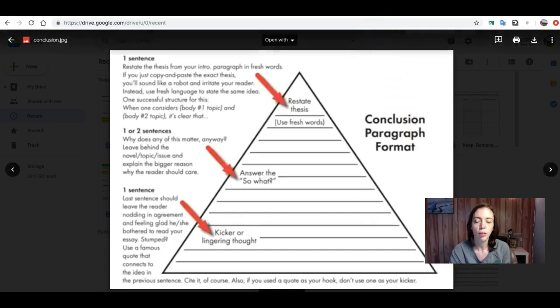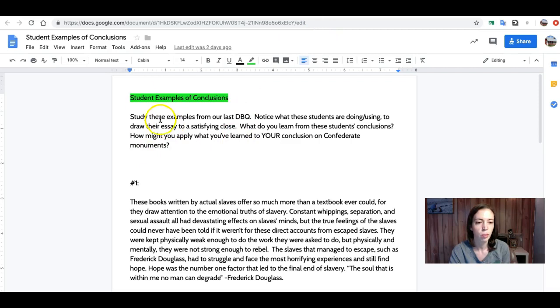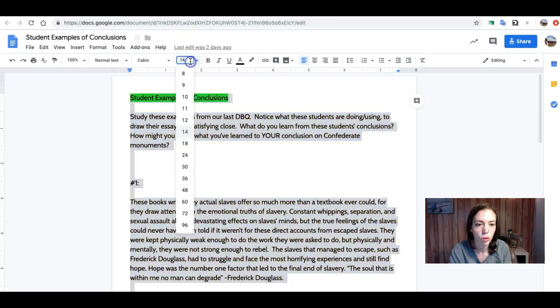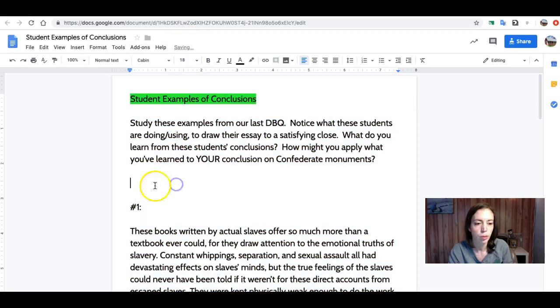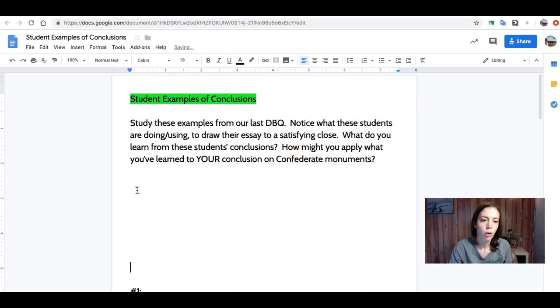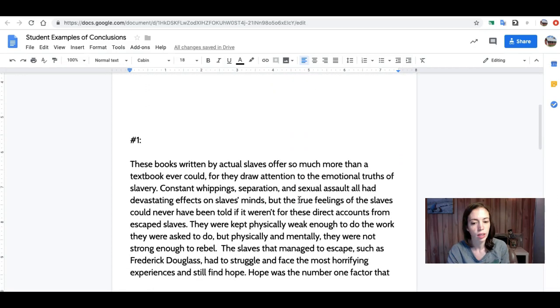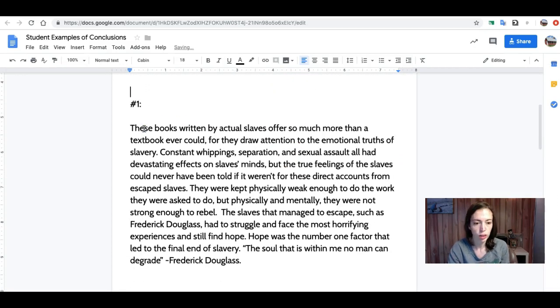Okay, so let's take a look at a couple of student examples from our last EBQ. And in fact, I'm going to go ahead and enlarge this real quick to make sure that we can see these examples. Okay, so what you want to do is notice what these students are doing or using to draw their essay to a satisfying close. Just be thinking about, what do you learn from these students' conclusions? And then how might you apply this to the conclusion that you're writing on Confederate monuments? Okay, so let's take a look at this first one here. This is the student that I was just talking about.